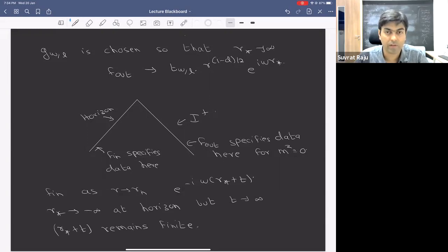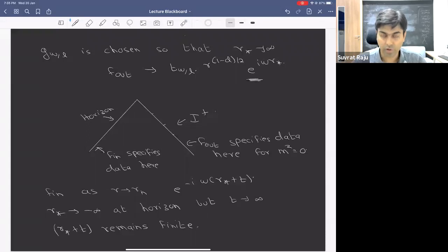And that's the reason this F in term remains finite at the horizon, because it has something that looks like e to the I omega r star plus t, whereas F out is some wave that is chosen so that it has very simple behavior at scribe plus, which is just e to the I omega r star, and e to the I omega r star minus t is something that's a good coordinate on scribe plus, and that's why you can think of F out as specifying data at scribe plus, and F in is specifying data at the horizon.